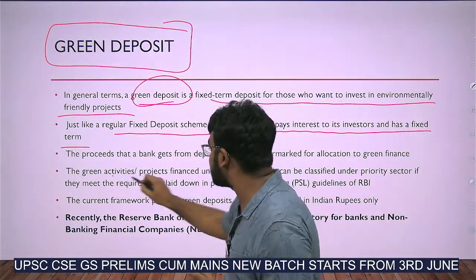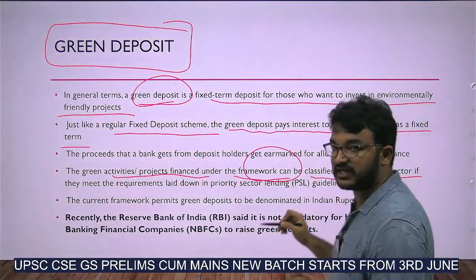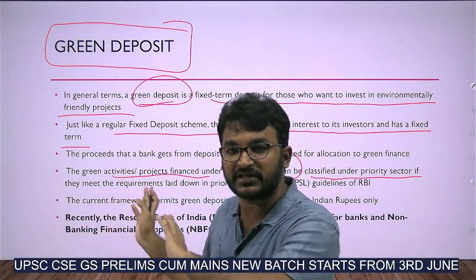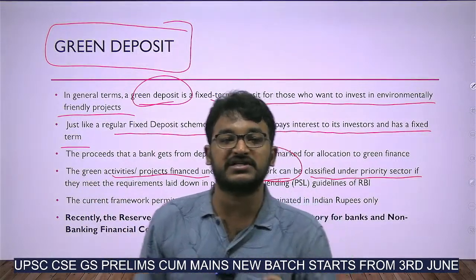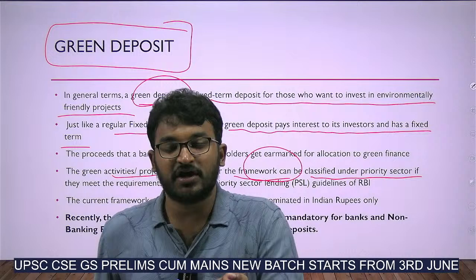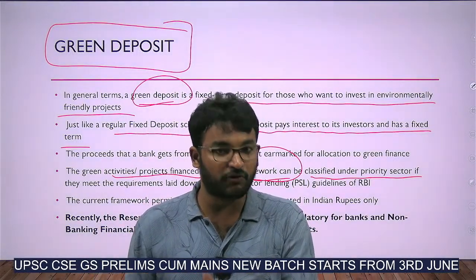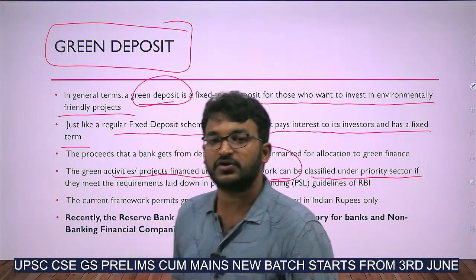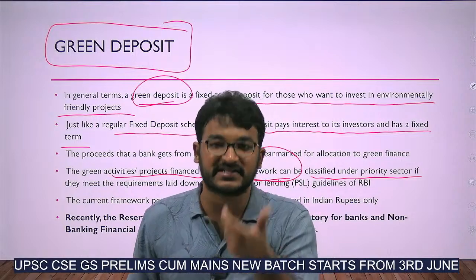And the green activities or projects financed under this framework can be classified under priority sector. Okay. It means the money which banks will be giving from these green deposits to specific projects, those projects can be considered as priority sector projects. We all know that there is a requirement of priority sector lending for banks. Yes. Okay, what is the percentage? 40%. Yeah, 40%, and for specific sectors it will vary. Okay. So the loans under this green deposit can be considered as part of priority sector lending.